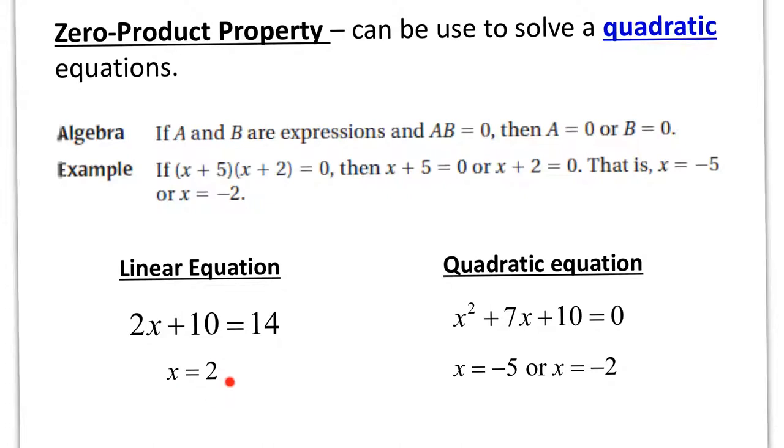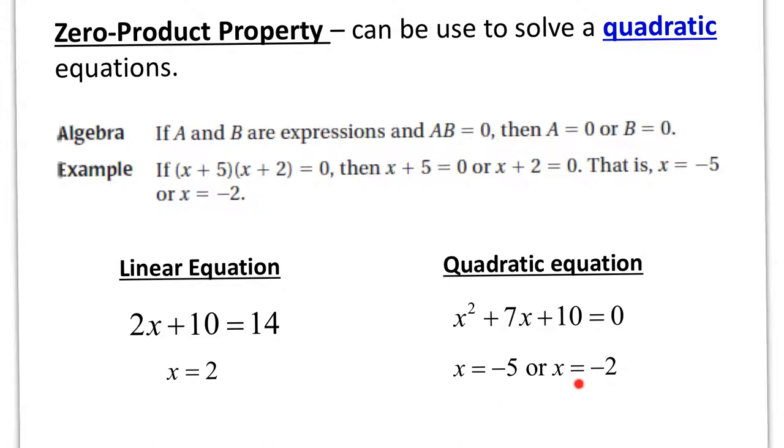You guys will have 1 answer. If you have a quadratic equation, you guys will have 2 answers. If you guys have a cubic, degree of 3, you have 3 answers. Quartic, degree of 4, you have 4 answers, and so forth. So that's helpful because once you see the degree, you have an idea how many answers you're looking for.